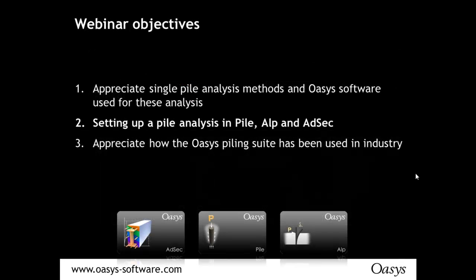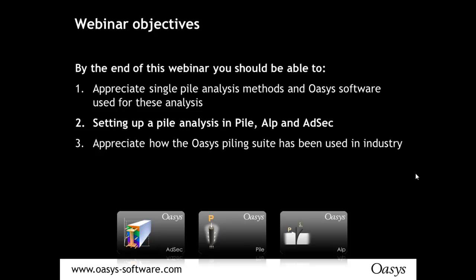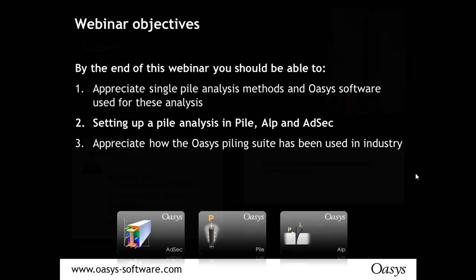So in summary, in terms of the objectives of the webinar, we have given you information about theory, so we've covered section 1. We've set up a pile analysis in Pile, ALP and AdSec. So I've looked at a pile, I found the length of it. I then went and checked the settlements. I put that information into ALP. We looked at the bending moments that were output from that, and then based on that, we designed the section of the pile. So we did a holistic design of one pile. And I also showed you some case studies to show you how it's being used in industry.